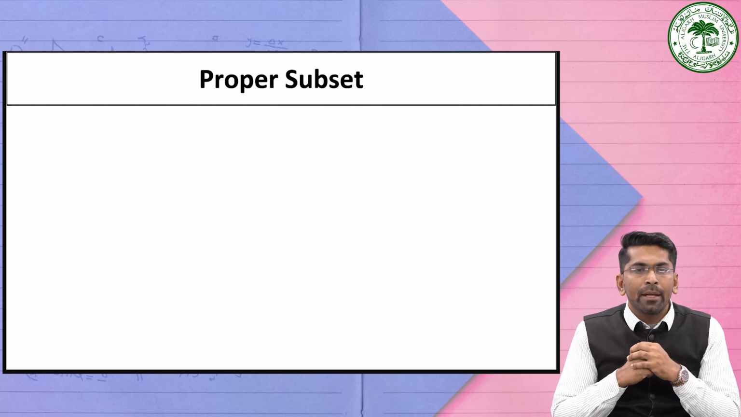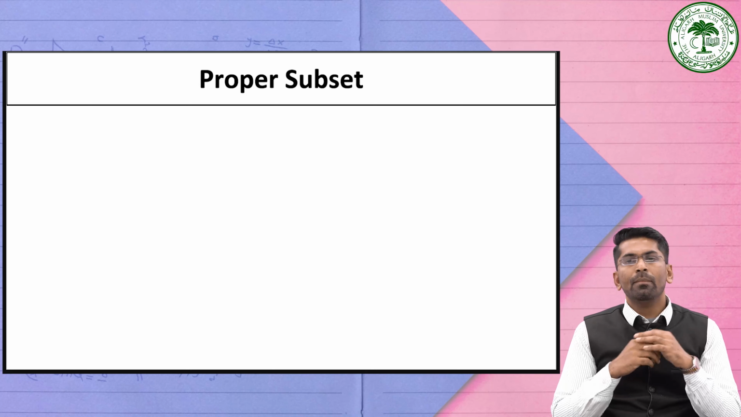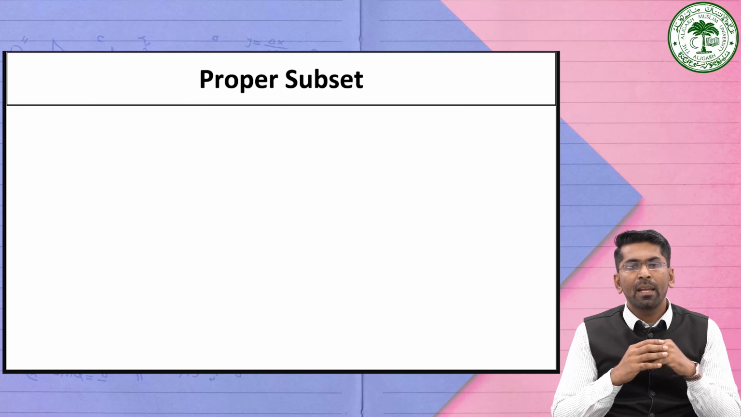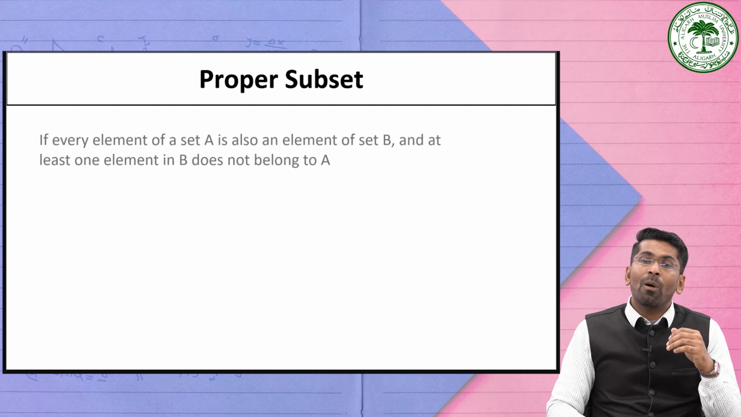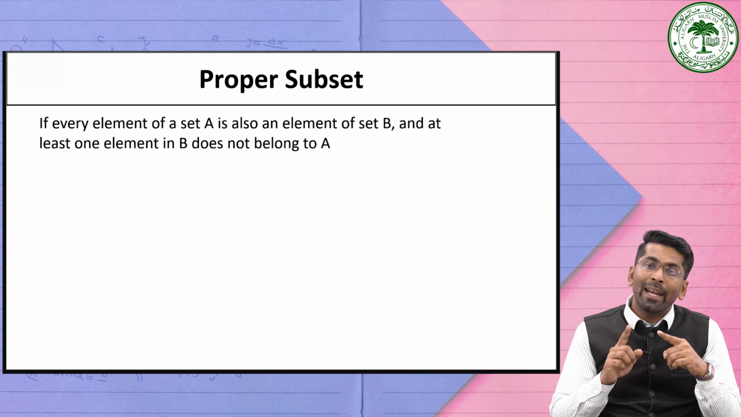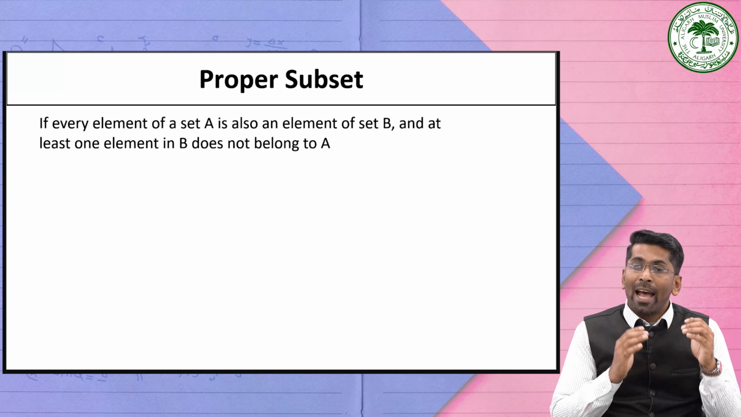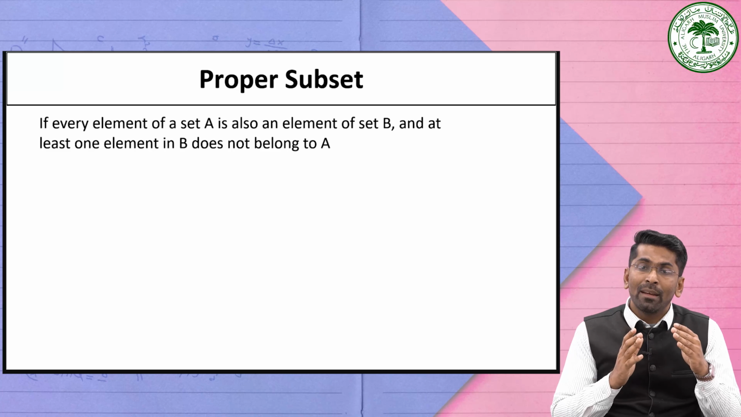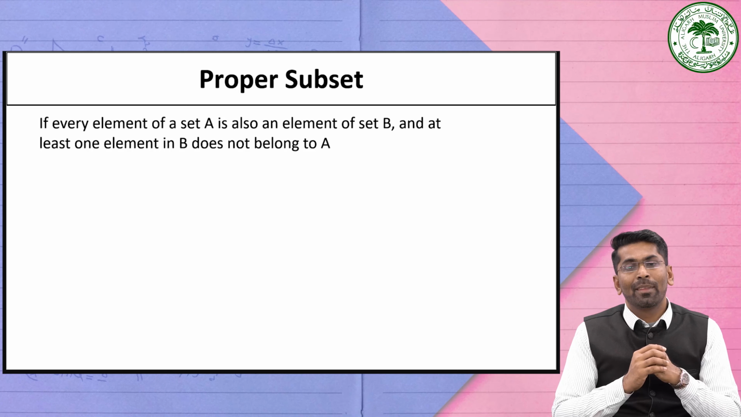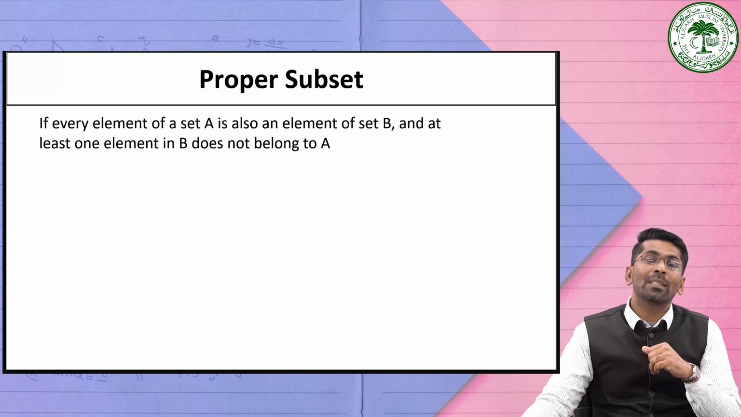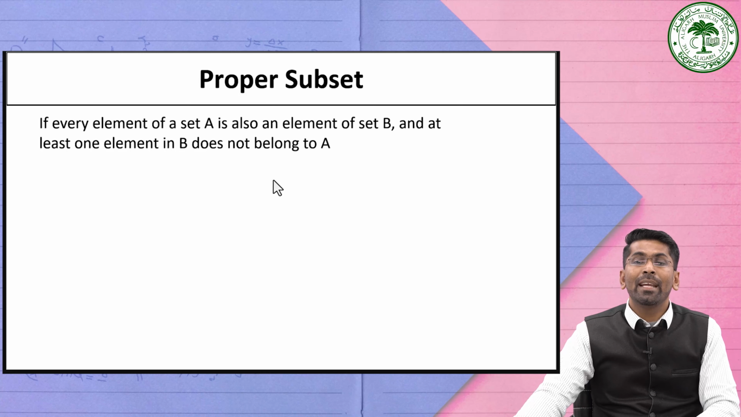Now, consider another type of subset, which is known as a proper subset. If every element of set A is also an element of set B, and at least one element in set B does not belong to A, then A is a proper subset of B. Symbolically, we read it as: A is a proper subset of B.